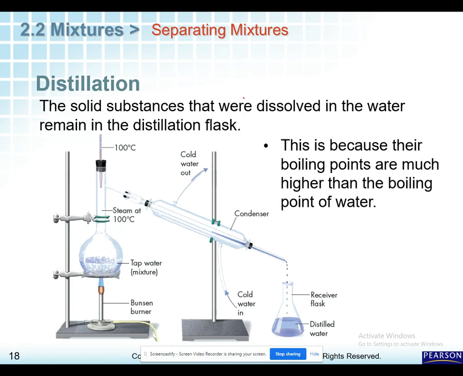So the solid substances that were dissolved in water actually remain back here at the distillation flask, and the reason is because their boiling points are much higher than water. So it takes a lot more heat to make those things boil, so they don't go up with the water. So if you were asking what physical property does distillation actually depend upon, distillation takes advantage of the physical property of boiling points.